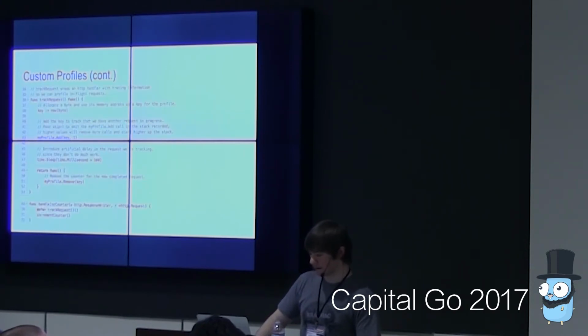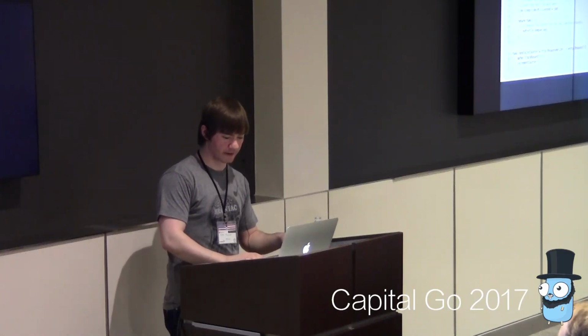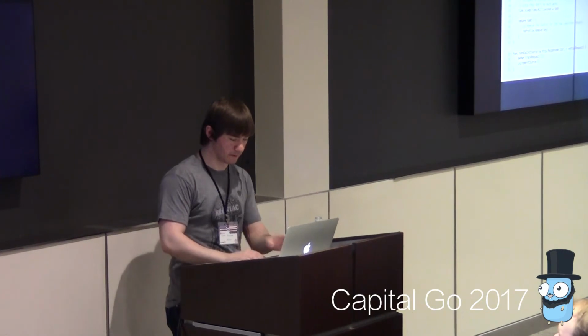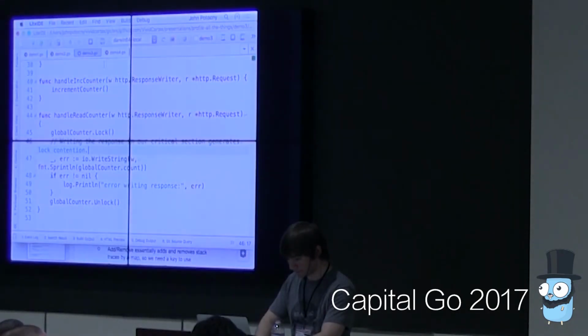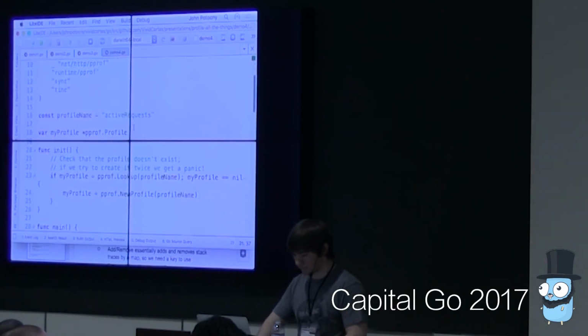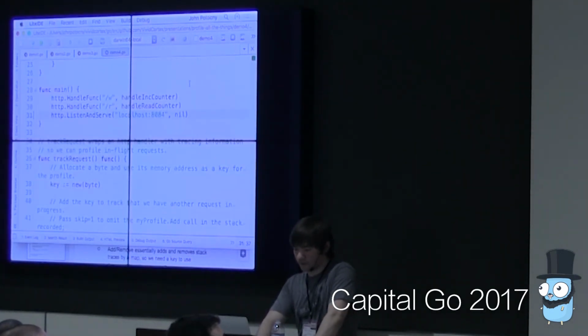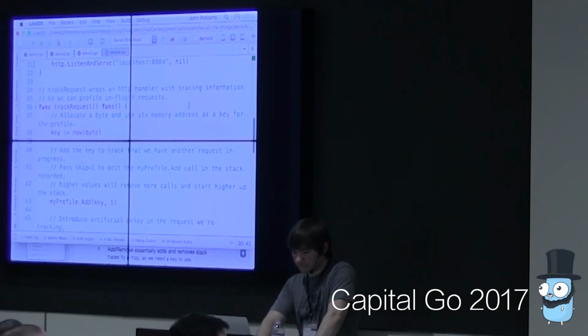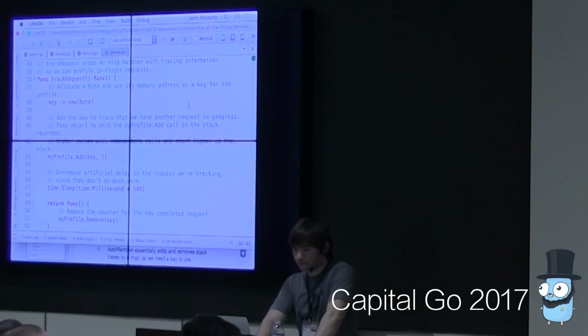So once we've got a custom profile, we need to do stuff with it and add instrumentation. So I'm adding an active request tracker to my demo program. Let's go ahead and jump back out and look at some code here. So here's that init function we were looking at, same thing as we had before. I've got 2 endpoints, and I have the helper here to track this request.